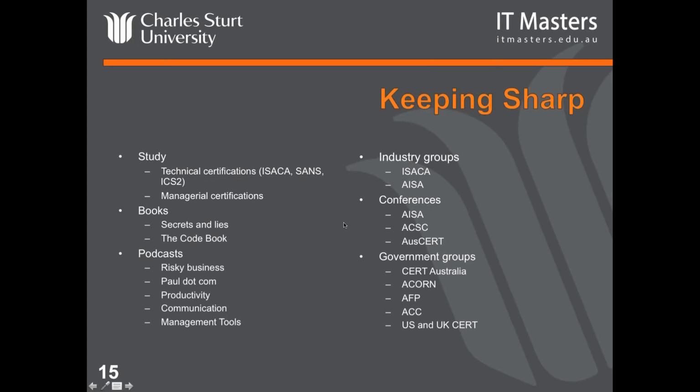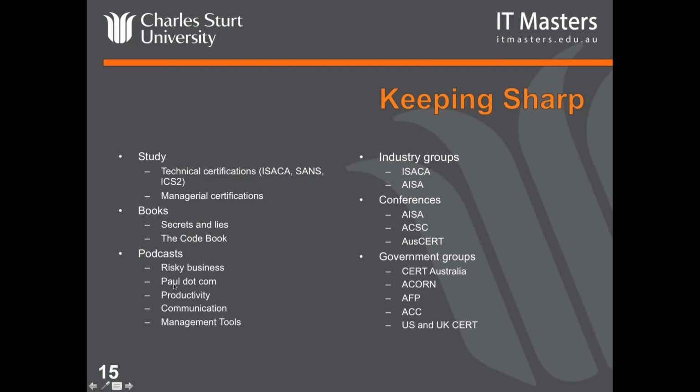Industry groups to be a part of. You can't do this all on your own. You need to be able to cross-pollinate with other industry experts. ISACA and AISA are really good industry groups to be a part of. Conferences: there's the AISA one, the ACSC one, the one in Canberra now, the Australian Cyber Security Centre. Then there's AusCERT as well, which is up in Queensland every year. All very good to get to if you can.